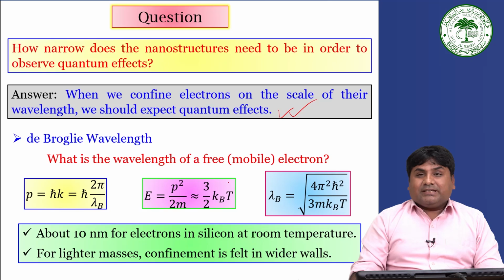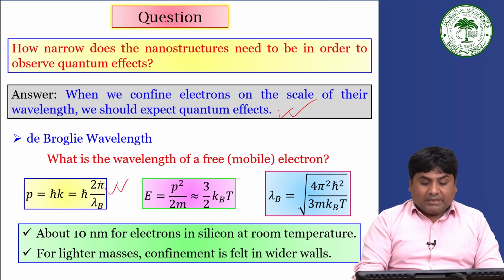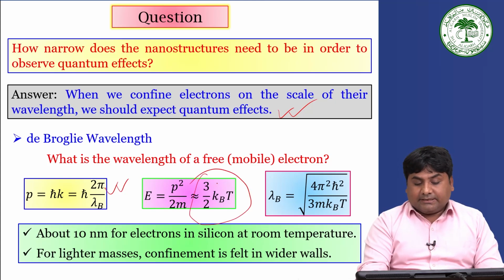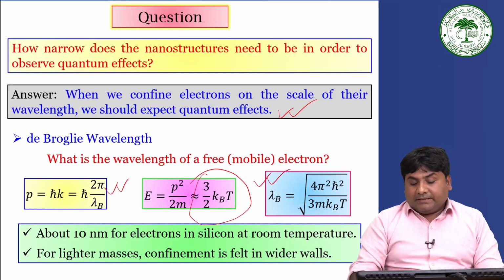Now P is equal to h cross into 2 pi by lambda B, and E is equal to P square by 2m. That means this is the average thermal energy, which is 3 by 2 kBT. From the two equations you can calculate lambda B. Lambda B is equal to root over 4 pi square h cross square divided by 3 m kBT.